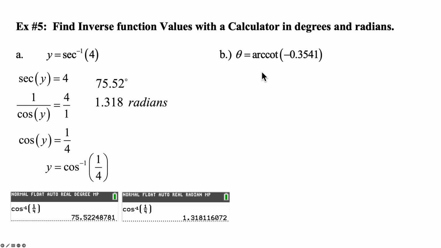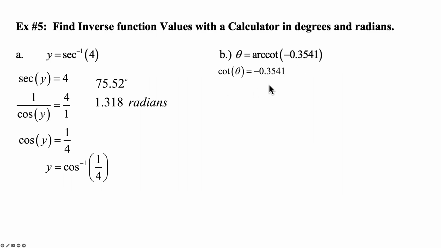All right, so if we try the shortcut here, arc cotangent is like saying inverse cotangent. Its reciprocal is tangent. Inverse tangent of, then take the reciprocal of this decimal, 1 over negative 0.3541. So let's see if that works. I go through my steps.